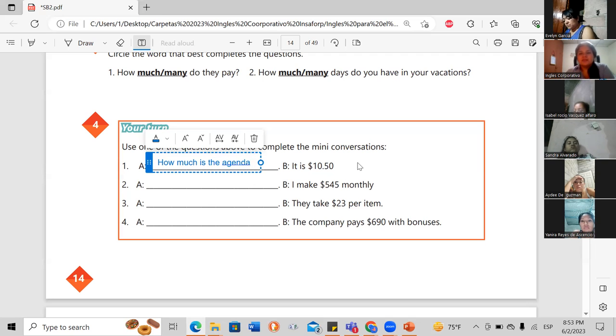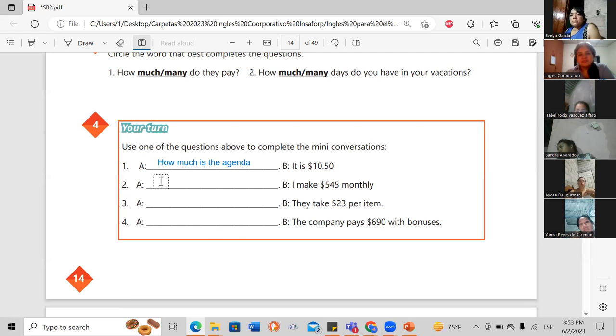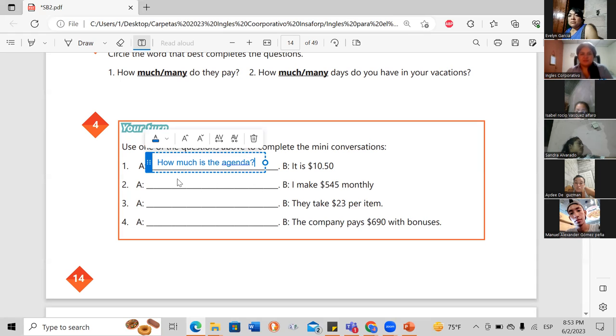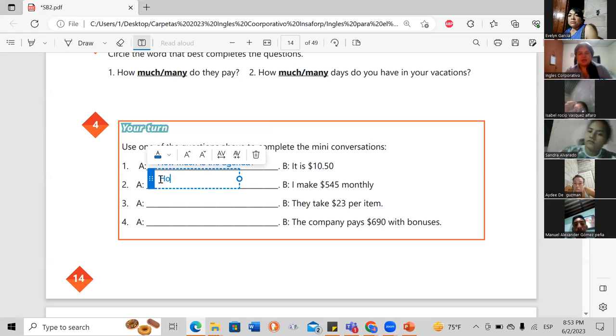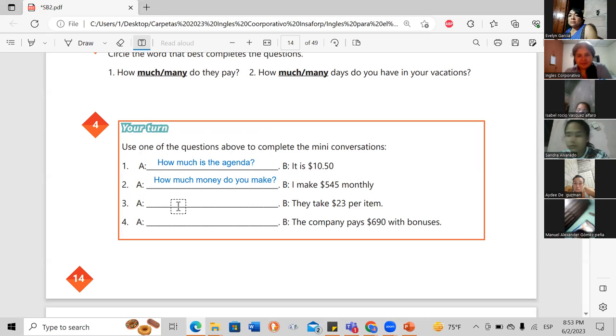It is $10.50. Mm-hmm. And here? How much money do you make? ¿Cuánto dinero haces en el mes? Monthly. I make $545 monthly.